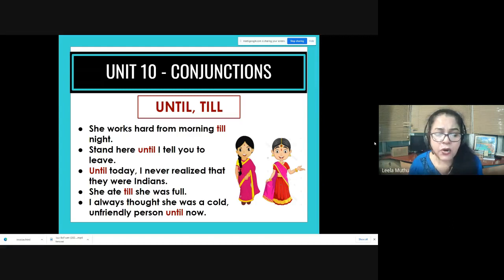Okay. I always thought she was a cold, unfriendly person until now. So the action of me thinking that she was really unfriendly and unlikable continued for some time till today. Today I discovered that wow, she's really warm and lovely and friendly person.